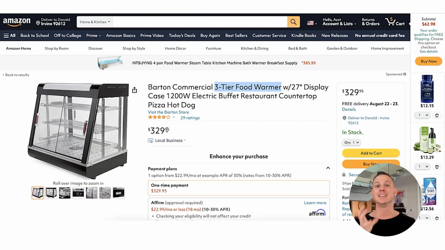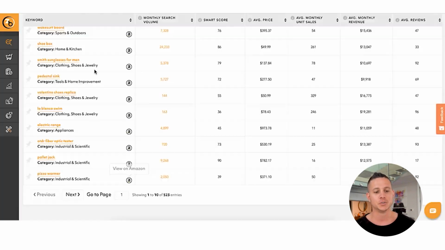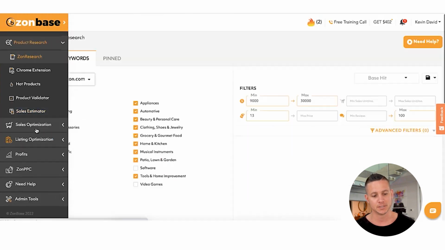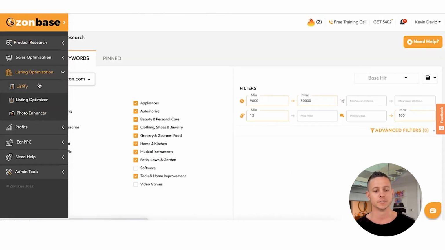So that the entire niche and keyword is very advantageous when it comes to more demand than there is supply. Then we actually go ahead and find that product from an overseas manufacturer. And then last but not least, what we're gonna do is actually generate our listing. So we're gonna grab this particular product. We're gonna come back into Zonbase here, and we're gonna go to listing optimization. We're gonna go to Listify.